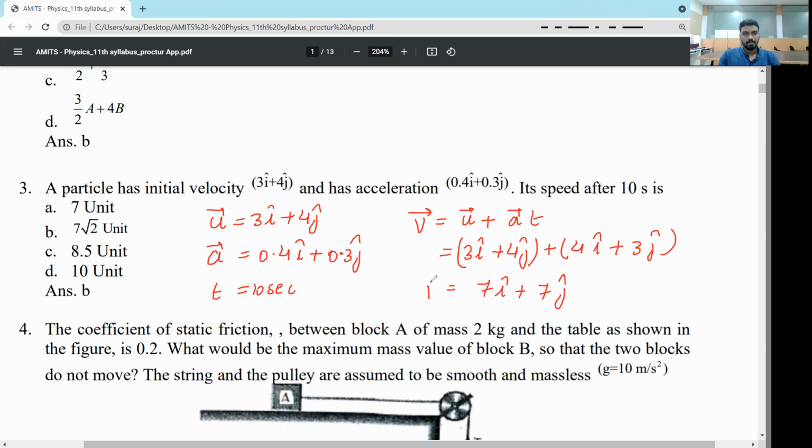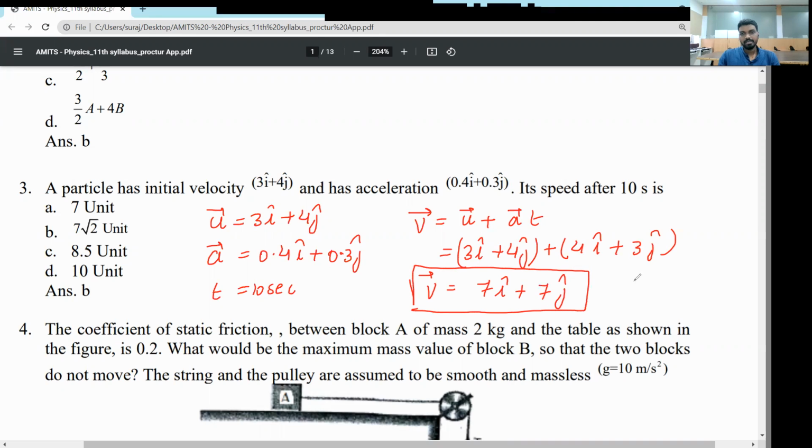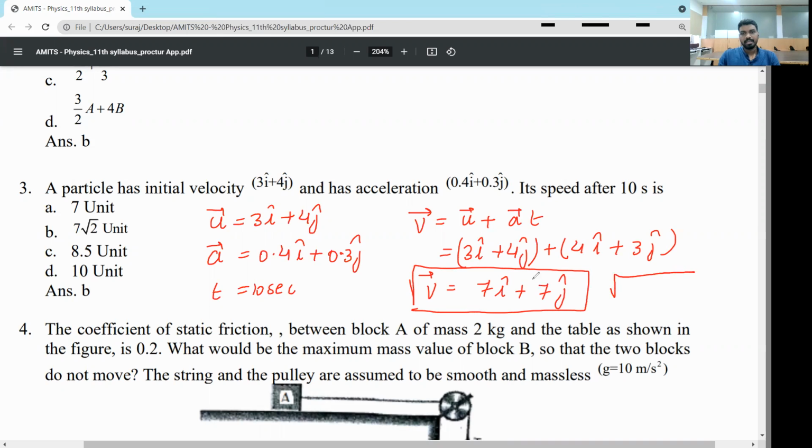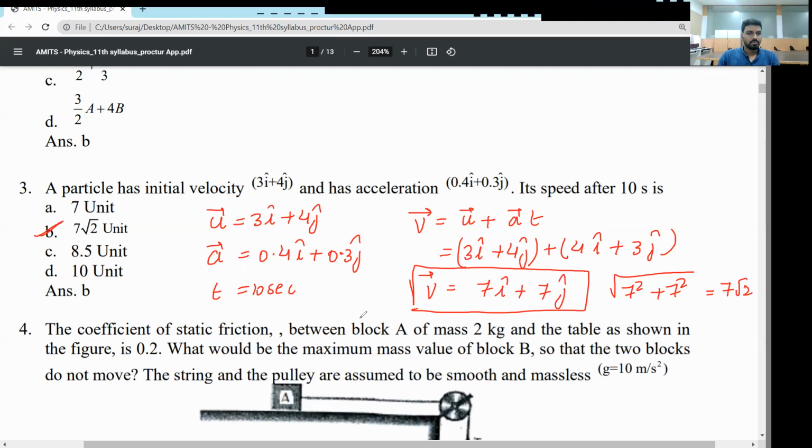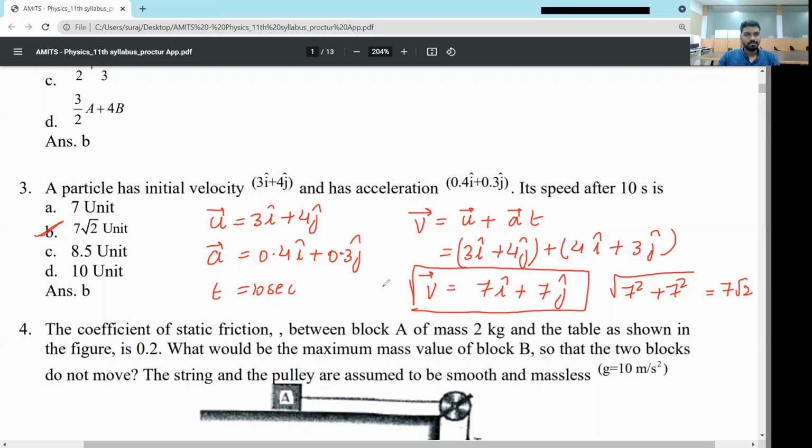This is the V vector, but they are asking speed. For that, it should be root over a square plus b square, so 7 square plus 7 square, that means twice of 7 square, so 7 root 2. Option B, 7 root 2 units. Right? Simple vector based question.